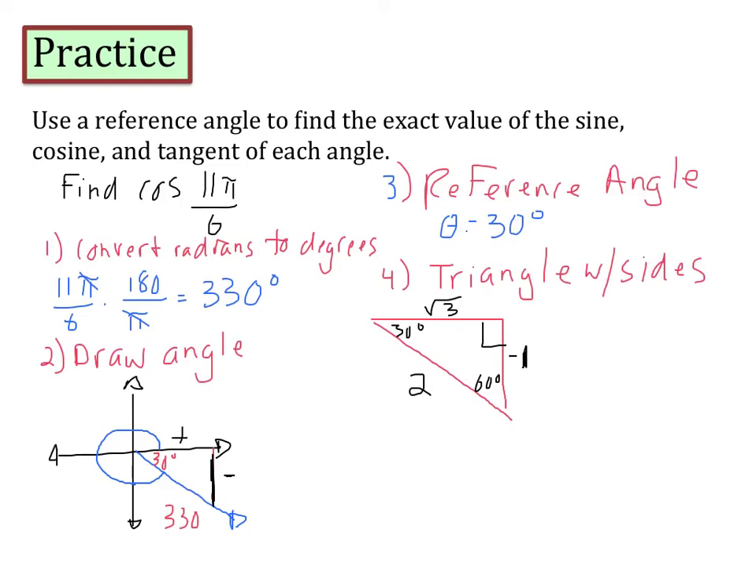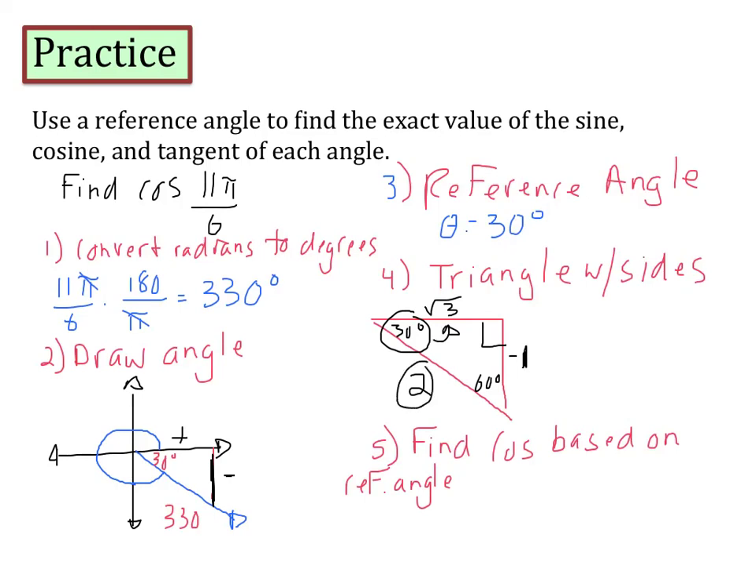So now we have to find cosine. So now that we have this, we can find the cosine based on the reference angle. So the reference angle is 30. We know that cosine is adjacent over hypotenuse. So therefore, the cosine of 11 pi over 6 equals the square root of 3 over 2.